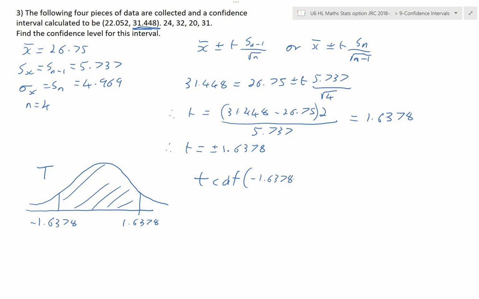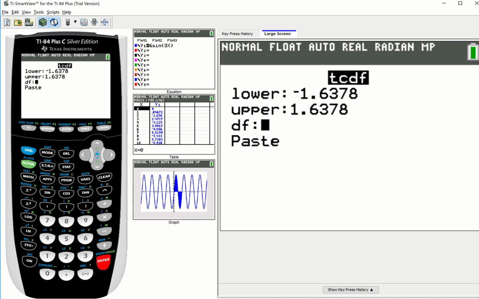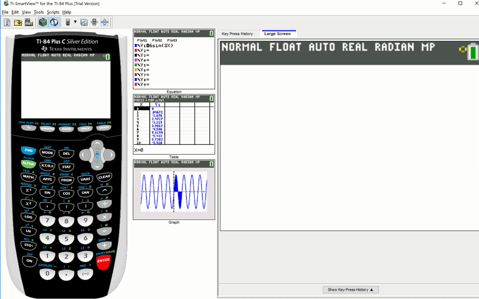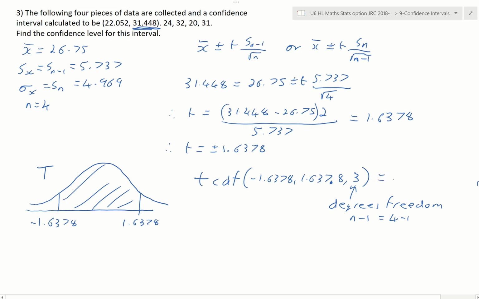We put minus 1.6378 and 1.6378. We need to put the degrees of freedom in. Our degrees of freedom is going to be 3, because the degrees of freedom is n minus 1, so in this case 4 minus 1 is 3. So we put in our degrees of freedom as 3, and then we work it all out, and it will tell us that this area is roughly 0.800, to be accurate 0.8. So this comes out to be 0.800.